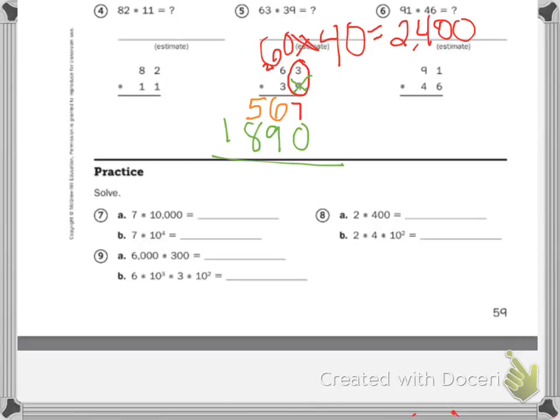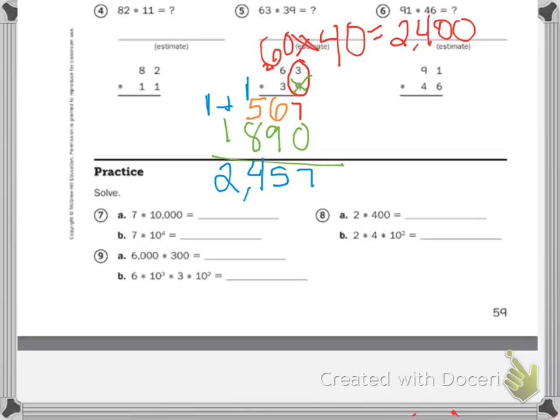And then I add. 7 plus 0 is 7. 6 plus 9 is 15. Carry my 1. 5 plus 1 is 6. Plus 8 is 14. Carry my 1. 2,457 is very close to 2,400. 6 you need to do on your own. 91 times 46. Estimate first, then solve whatever way you choose.